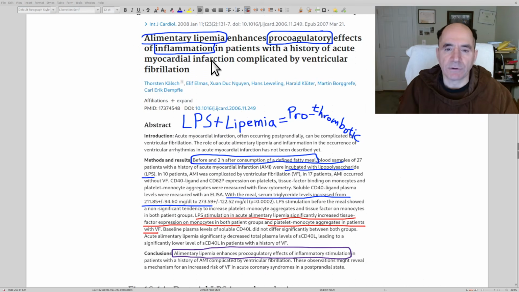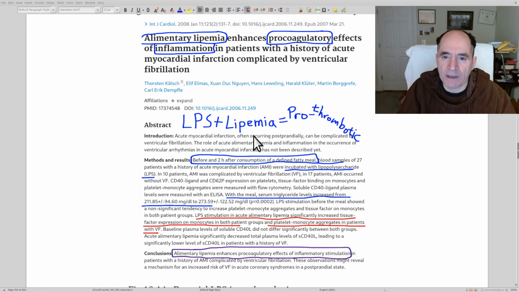Okay, and these are some other researchers. Alimentary lipemia, so high dietary fat, enhances procoagulation effects, meaning it predisposes to clotting and inflammation-related problems. LPS plus lipemia, meaning fat in the blood, is prothrombotic. Okay, so they were given a fatty meal, and then 2 hours later they were evaluated. When they fed the fatty meal, serum triglyceride levels increased. LPS stimulation in acute alimentary lipemia significantly increased tissue factor expression on monocytes, so it made them more prothrombotic.